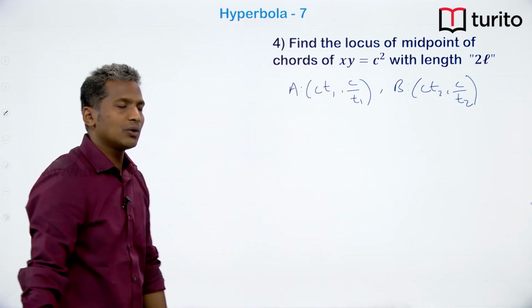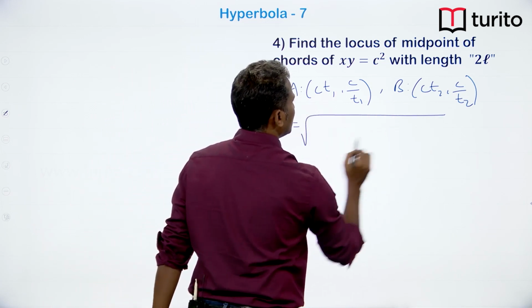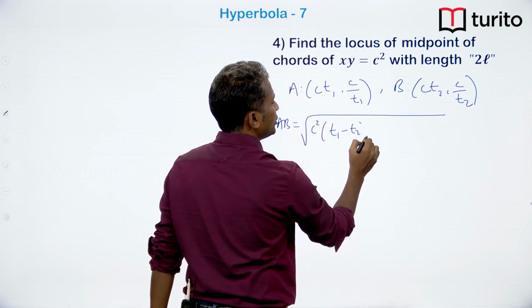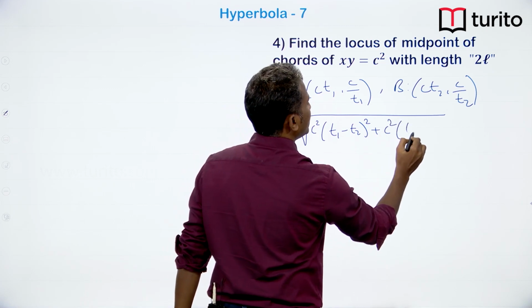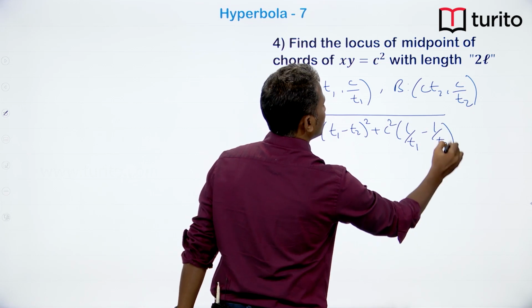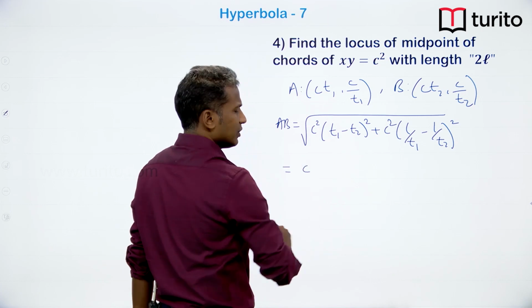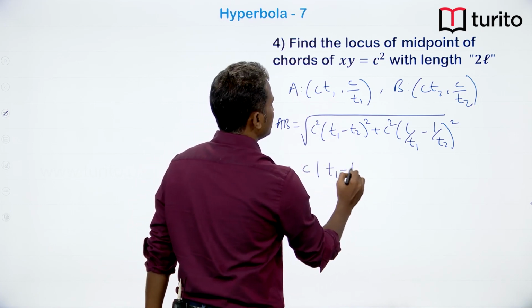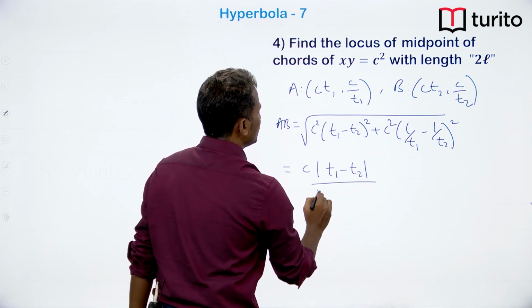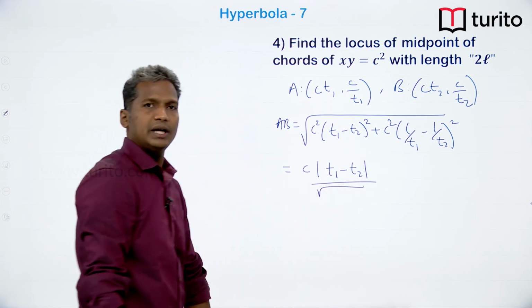What will be the length of the chord? Length AB is equal to root of c square into (t1 minus t2) whole square plus c square into (1 by t1 minus 1 by t2) whole square. Now when we simplify this, what do we get? We get c outside and (t1 minus t2) here, divided by root of t1 square t2 square, which will come out to be t1 t2 only.